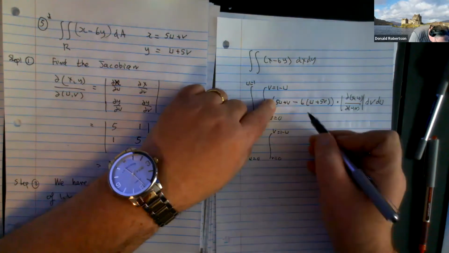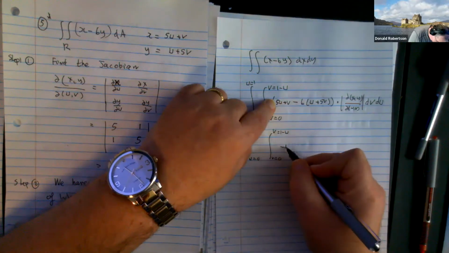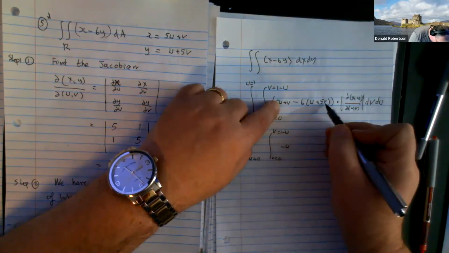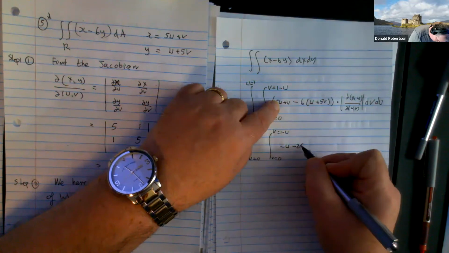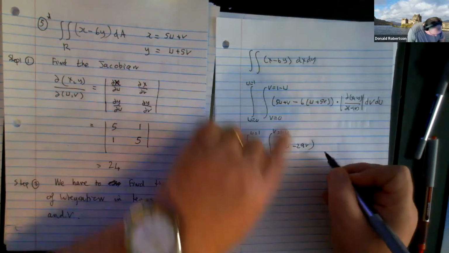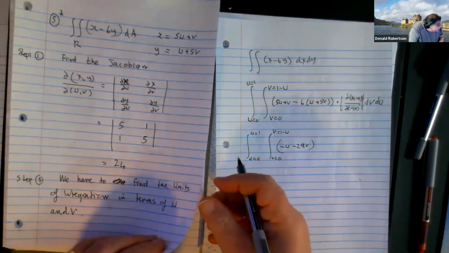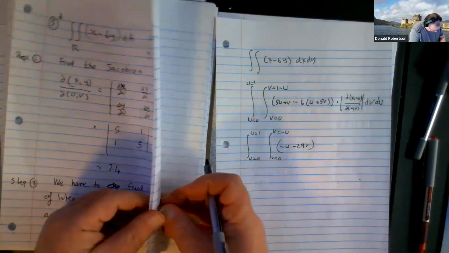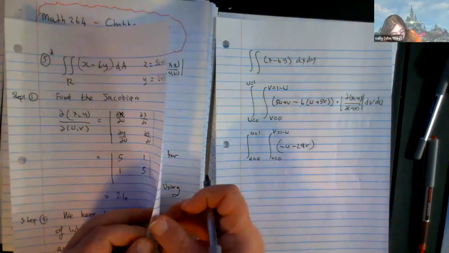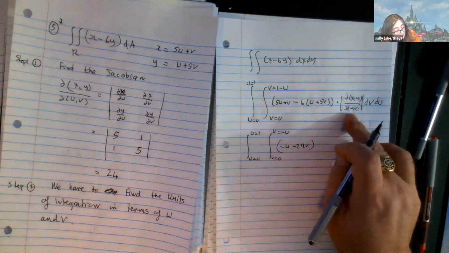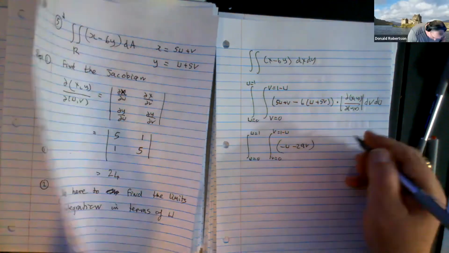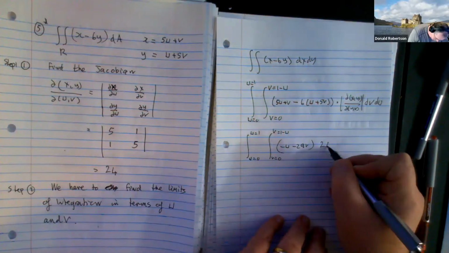What's that going to be? 5u, take away 6u is negative u. 1v, take away 30v is going to be negative 29v. The Jacobian was, what was the Jacobian again? 24. 24, thank you. So 24.